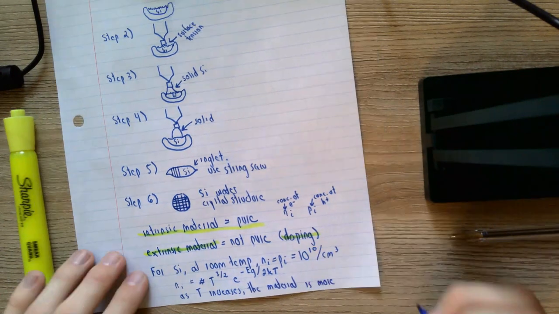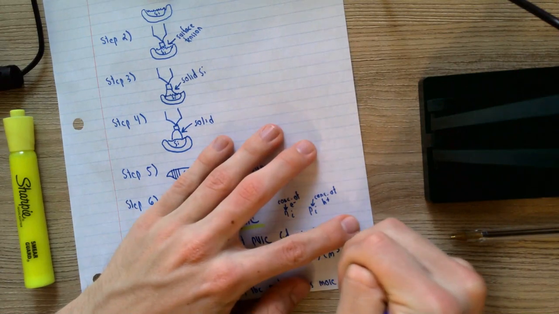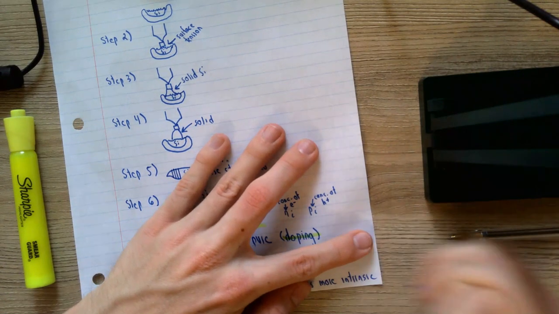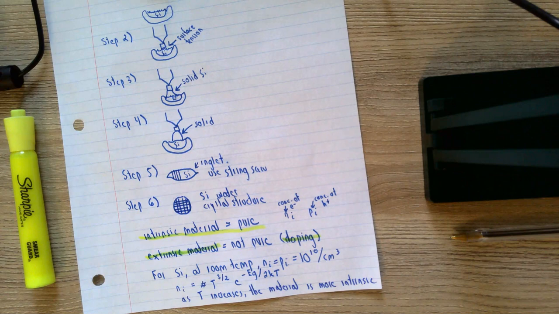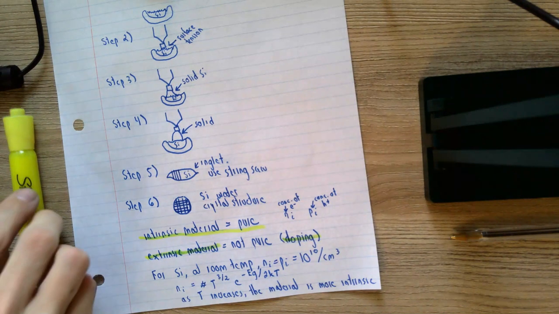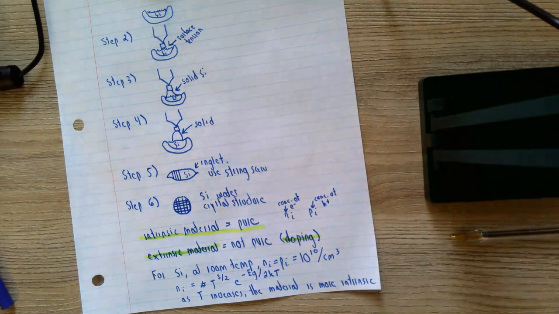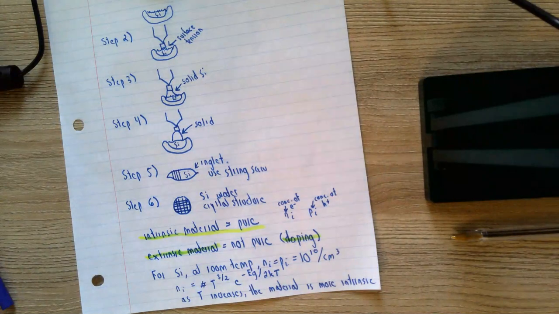So it's going to lose those extrinsic properties if you doped it, because as the temperature increases, that material is going to become more and more intrinsic. That's why a lot of times they don't want your computer or something to overheat, because those semiconductors won't work anymore.